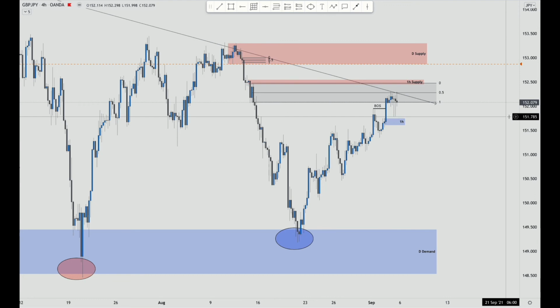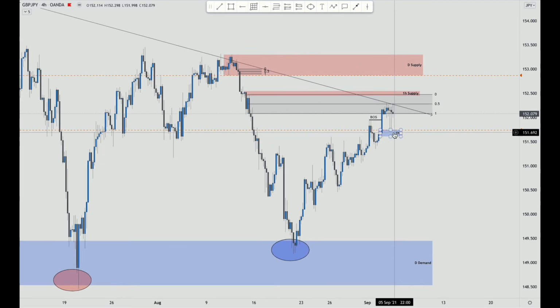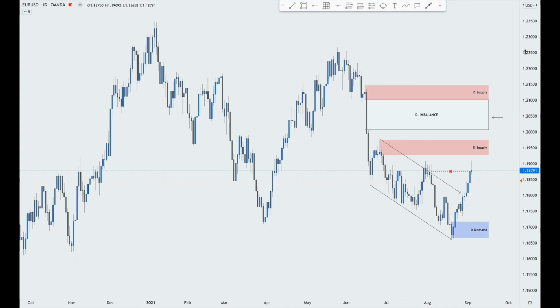I'm looking for a retracement possibly over here on the 1 hour demand. I've set an alert so I'll get notified if we get there. Push into this order block to break the 1 hour supply and then see some interesting rejection at the daily supply at 153. Okay, the last pair that I wanted to go through is EUR/USD.